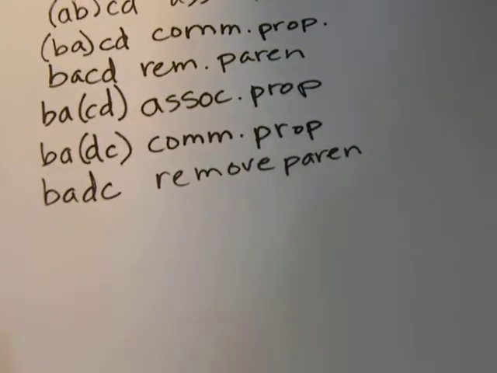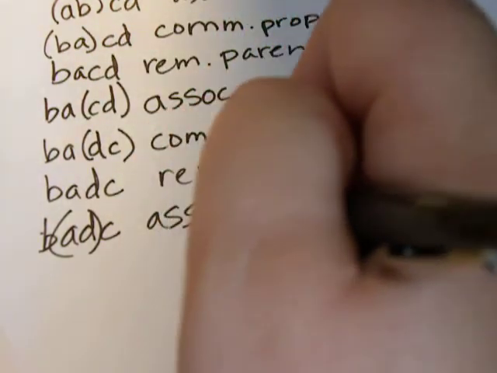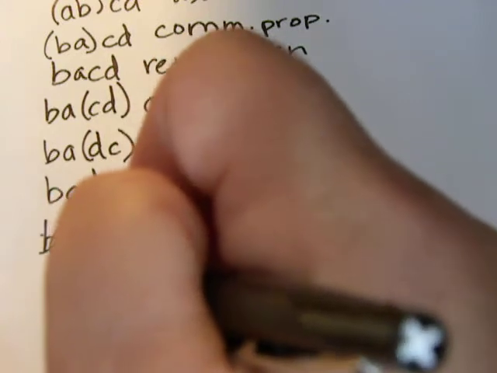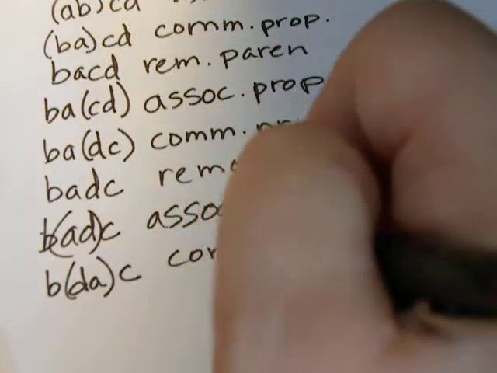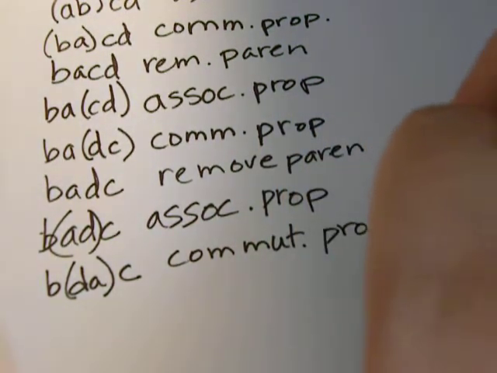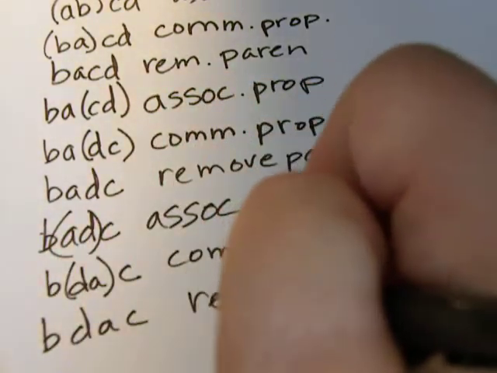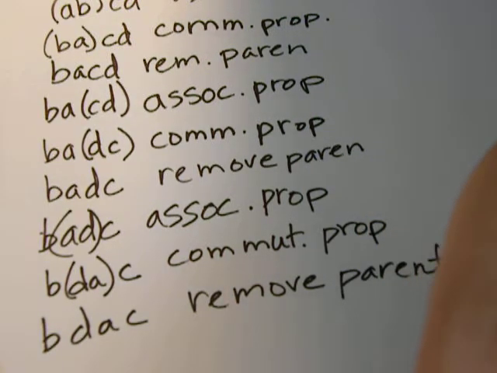So B, A, D, C, associative property. It seems a little bit tedious, and it is. But if you're doing proper proofs, this is the way you do them. You have to label everything and you have to do every step. So there are your last two steps.